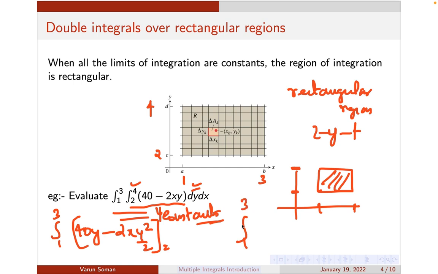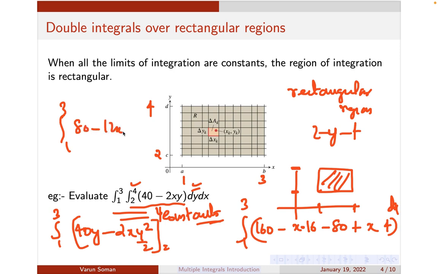I will be getting it as integral 1 to 3. What is the answer here? Please correct me if I am wrong, but this is the basic idea. It is 160 minus x into 16, minus 80 plus x into 4, dx. So it will be integral 1 to 3 of 80 minus 12x, dx. Now it's a single variable integral. You can easily evaluate it. That's nothing but 80x minus 12x square by 2 in the limits 1 to 3.